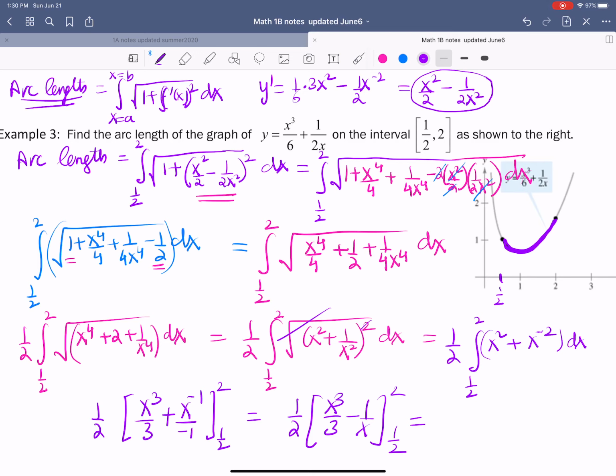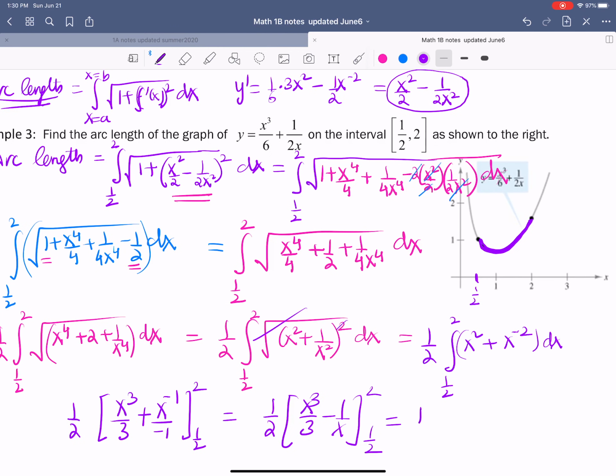Let's see what it turns out to be when I plug in the bounds. Plug in the upper bound and the lower bound. It's going to be 1/2 times 2 to the third over 3 minus 1 over 2, minus 1/2 to the third over 3 minus 1 over 1/2. This is going to equal, when you simplify the integral, 33 over 16. Okay. You can use a calculator or just simplify these fractions.